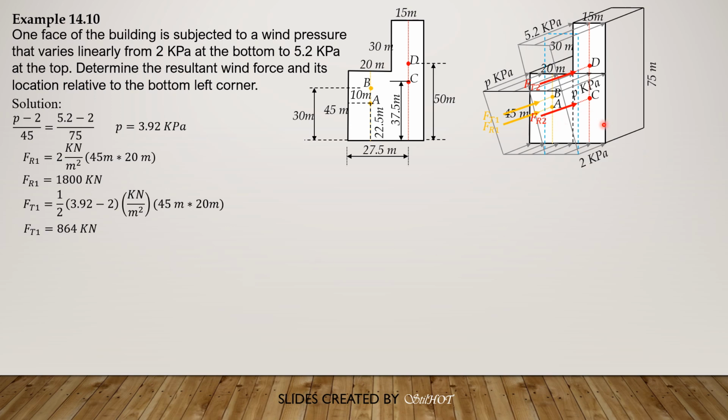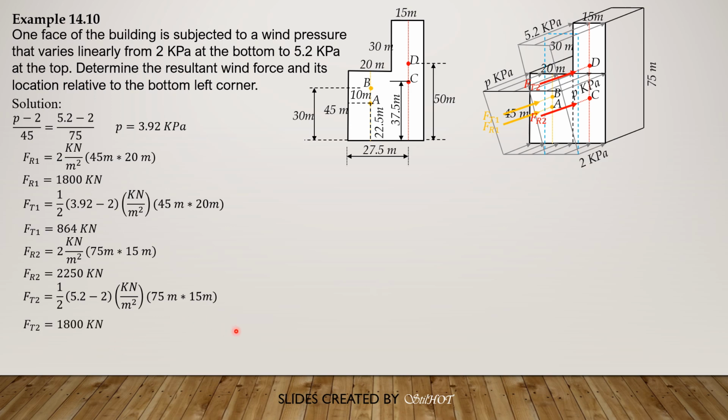Then F rectangle 2 is simply 2 kilopascals times the area of this space, 15 by 75. So 2 kilopascals times 15 times 75. FR2 is 2,250 kilonewtons. Then F triangle 2 is 1/2 of 5.2 minus 2 times area 15 times 75. So F triangle 2 equals 1,800 kilonewtons.